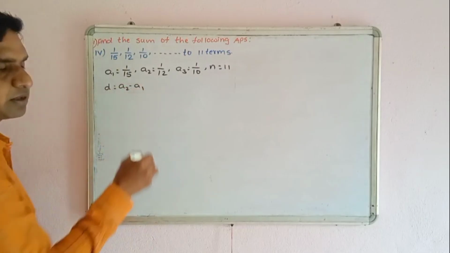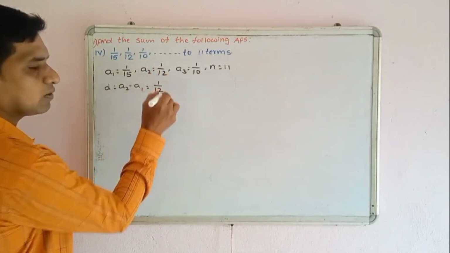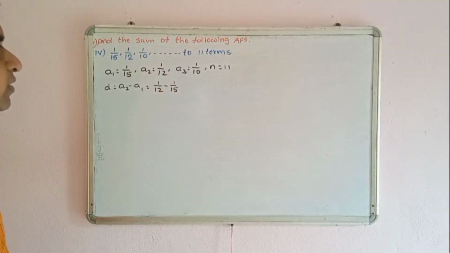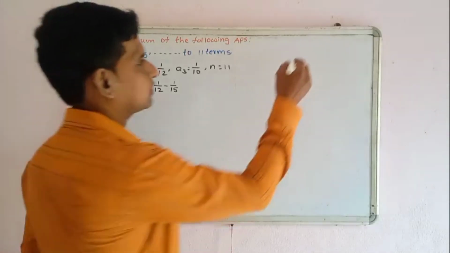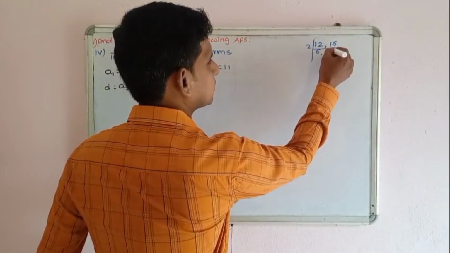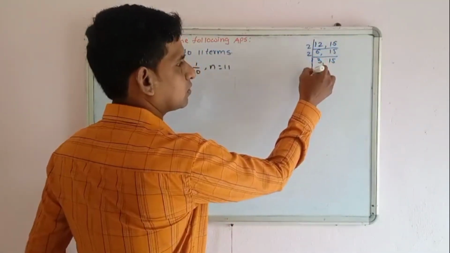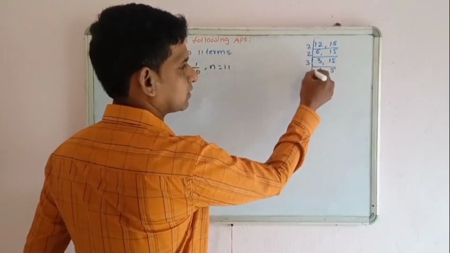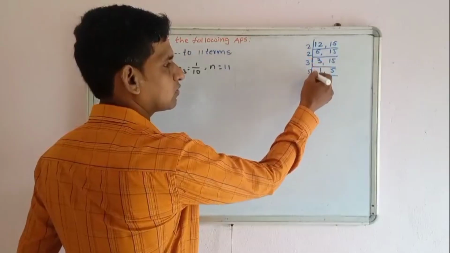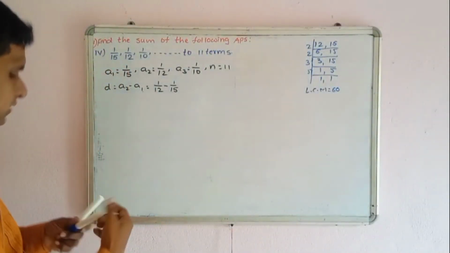The formula is A2 minus A1. The value of A2 is 1 by 12, minus A1, whose value is 1 by 15. What is the LCM of 12 and 15? See, 12, 15. Two sixes are 12, so this is 15 only. Again 2 threes are 6, write 15. Now 3 ones are 3, 3 fives are 15. 5 ones are 5. So the LCM is 2 twos are 4, 4 threes are 12, 12 fives are 60. So the LCM is 60.